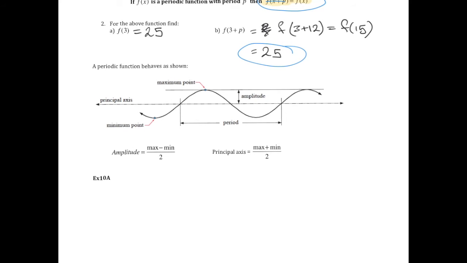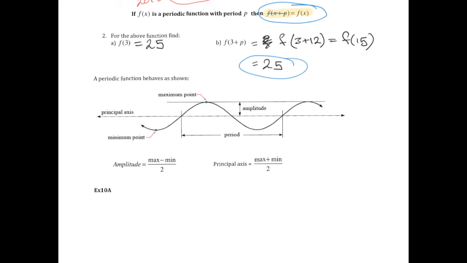So we got a minimum point. There's the minimum point. A maximum point. So we're oscillating between the minimum, maximum, like that. Does that make sense? Now, it's got an amplitude.